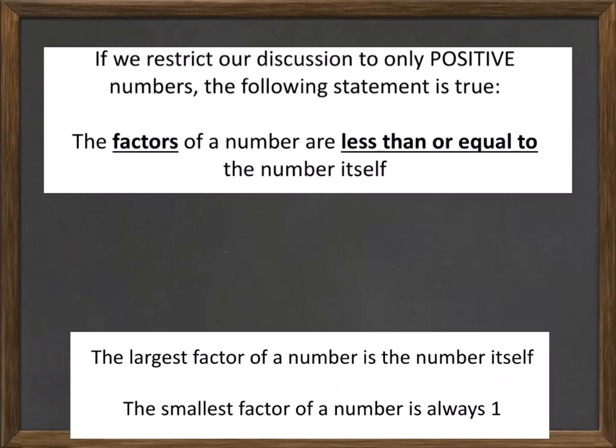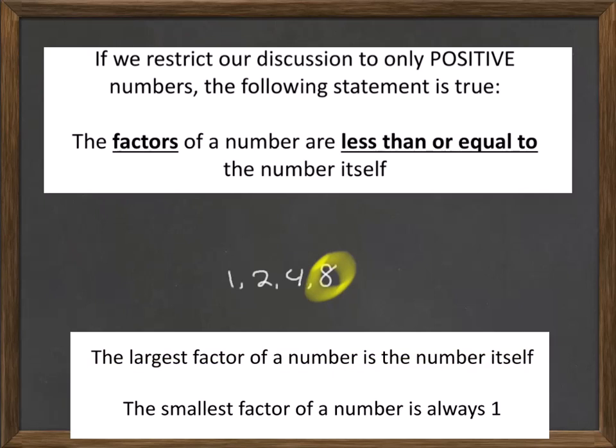First of all, notice that all of these factors, 1, 2, 4, and 8, are less than or equal to the number itself. So we know that the largest factor of a number is the number itself. In other words, I can't have a factor of 8 that's larger than 8. That makes sense because when we're factoring things, we're breaking them down into smaller pieces. A factor cannot be larger than the number itself.